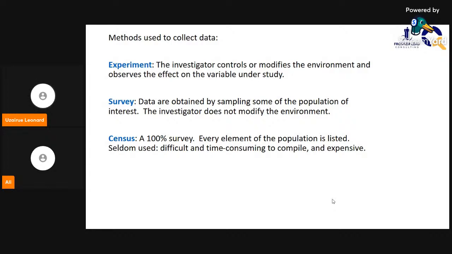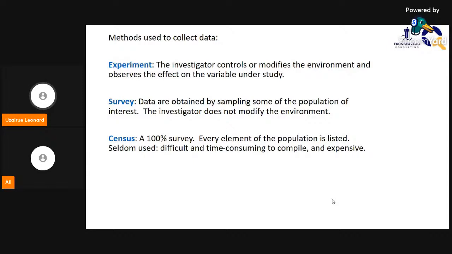Then another method of collecting data is through survey. Now, survey data are usually obtained by sampling some of the population of interest. What we are saying in this case is that the investigator does not modify the environment. For example, you collect samples from people in a particular area. You are not changing anything. You are just trying to check the state of that particular analyte. You are not introducing any form of intervention. So in this case, it is a survey.